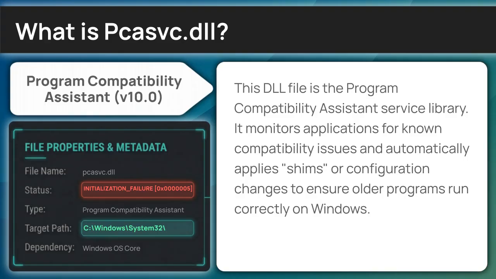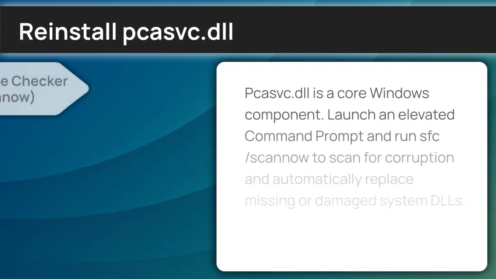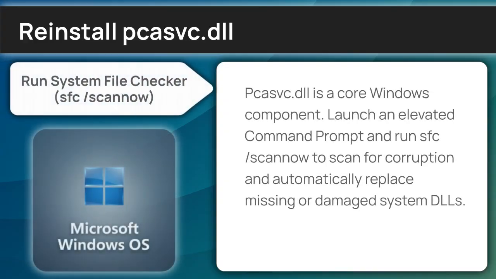Our first move is installing a fresh, clean copy of the library. This is a core Windows system file issue. Run the system file checker by opening command prompt as an administrator and entering sfc /scannow. Windows will scan your system and automatically repair missing or corrupted core files such as the Pcasvc.dll.